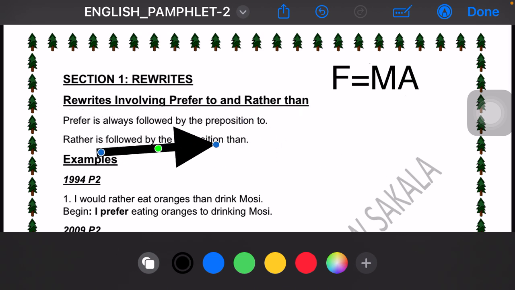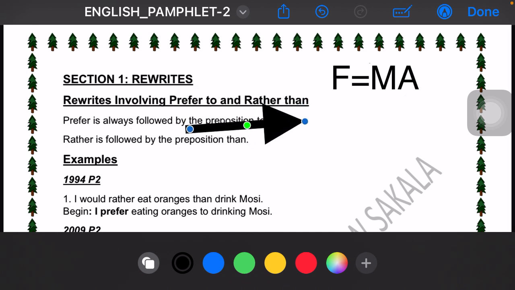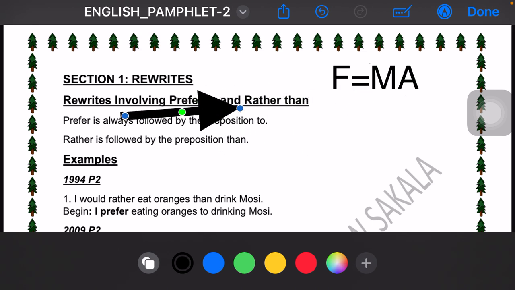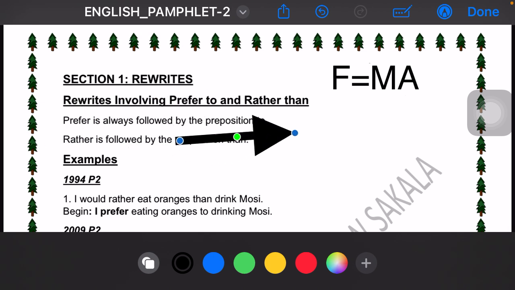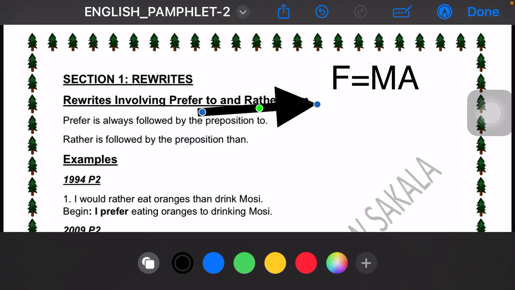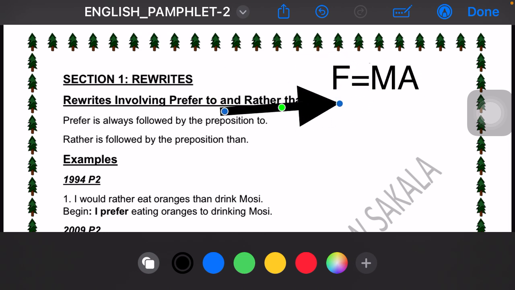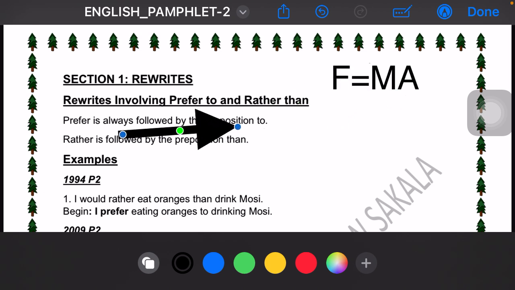Okay, so the key thing you need to understand about rewrites is that the same way mathematical formulas work, so rules for structure work in English. To get better marks under rewrites, you need to understand that each rewrite is the same as a mathematical formula. For example, this formula is used to find the force of an object. For you to find force, you need the mass of that object and the acceleration of that object. Same applies when you want to answer a rewrite involving prefer to and rather than.